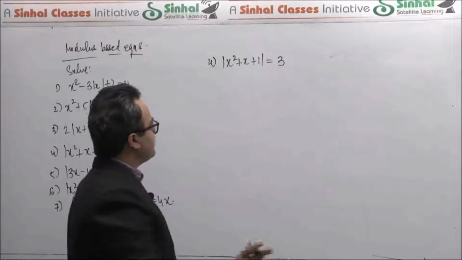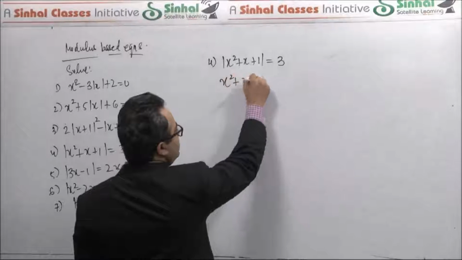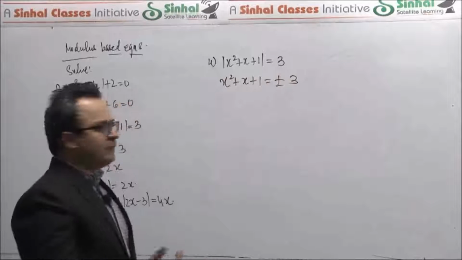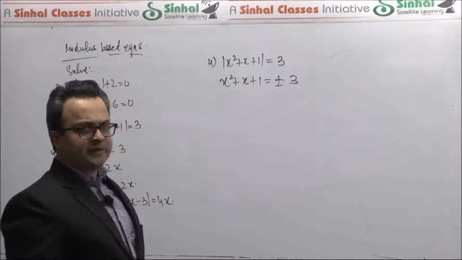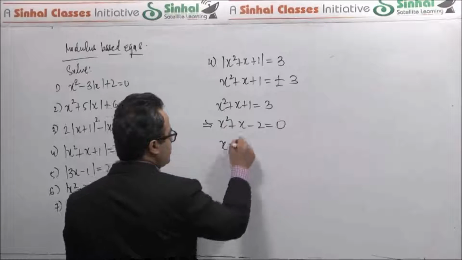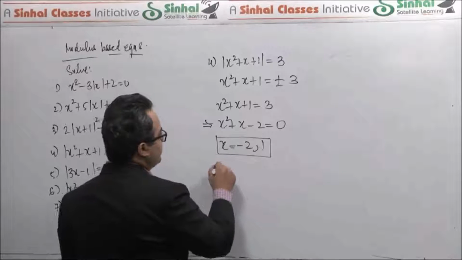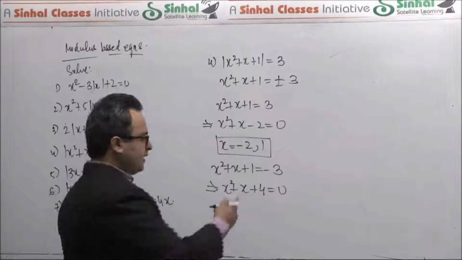We start by saying that mod of some expression is 3. So this expression could be plus or minus 3. And then we just have to take two cases, one with plus 3 and one with minus 3. We get two quadratic equations and we have to solve for those values. Roots as plus 2 minus 1, so minus 2 comma 1. Two solutions, minus 2 and 1. And if I take the negative case, there are no real values of x, since the discriminant is turning out to be negative.